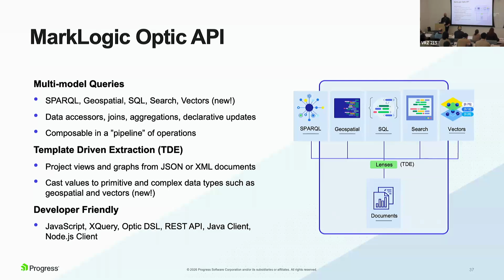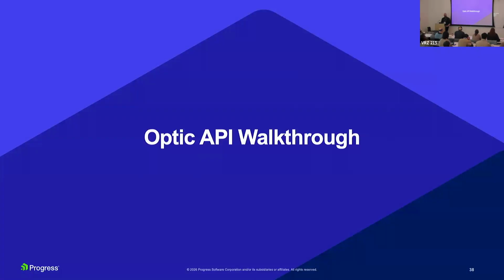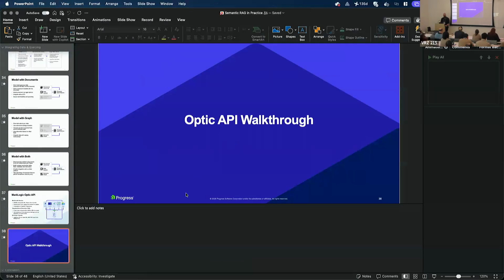And understanding that developers that interact with the systems have all different languages that they like to integrate with, we have SDKs in JavaScript, XQuery, our Optic DSL if you want to just go over REST, as well as clients for Java, Node, and Python. So now we're actually going to really dig in deep into the core of writing a multi-model query. In this case, we're going to look at it in JavaScript.